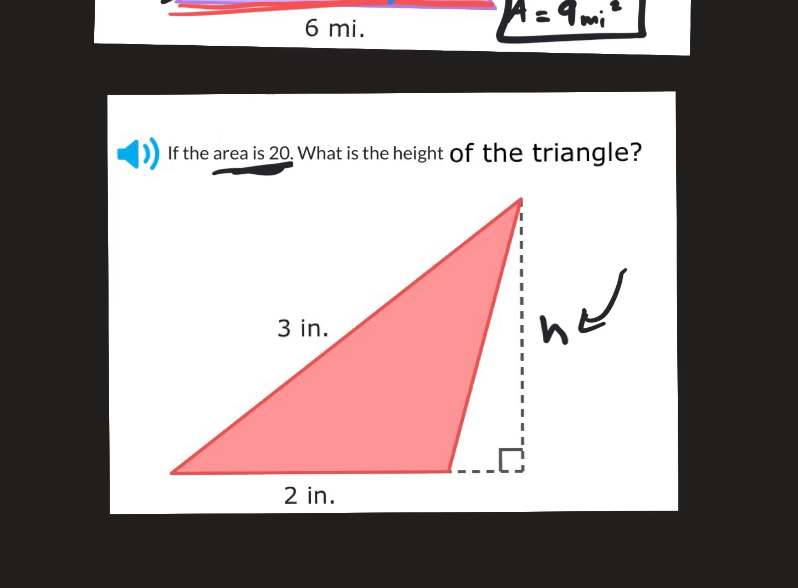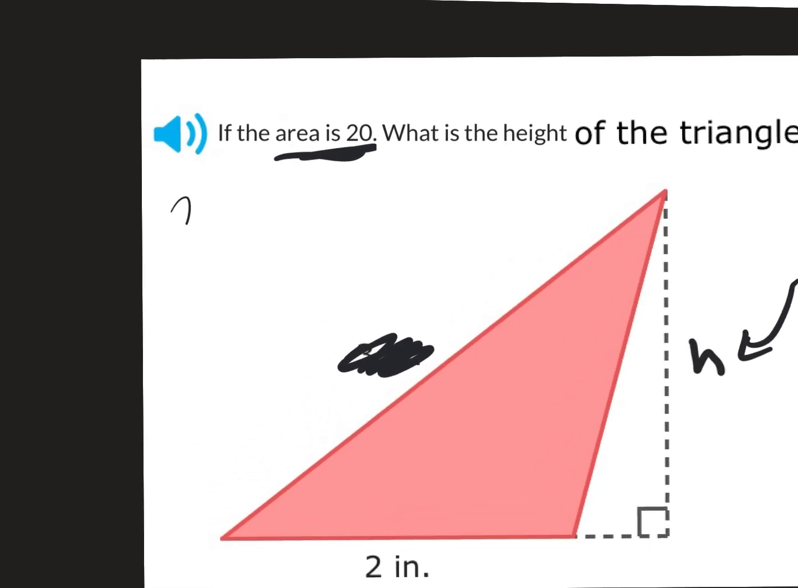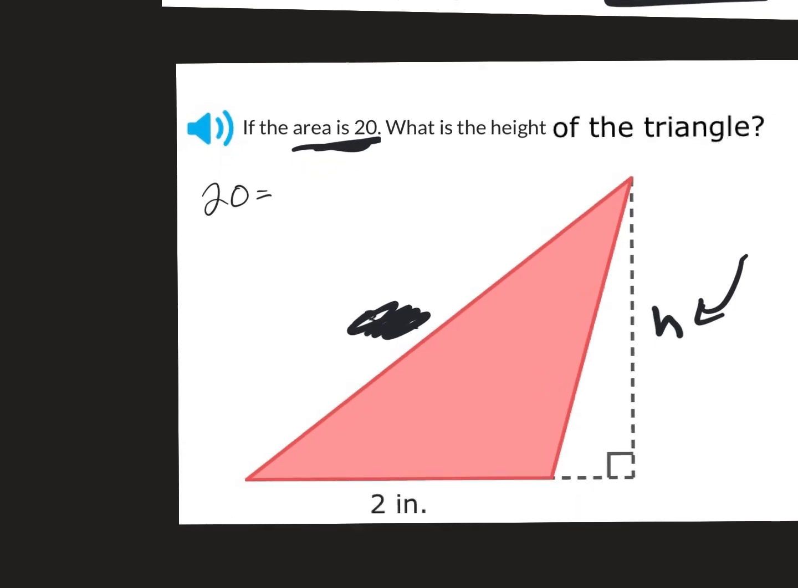We don't need this because it's not a base or a height, so we can eliminate this just to make sure we don't accidentally confuse this as being the height. So we need to set up a couple things. We have area already. We know the area. So 20 is equal to, and then we plug in whatever information they give us into the formula. So if we need to remember, area is equal to base times height divided by 2.